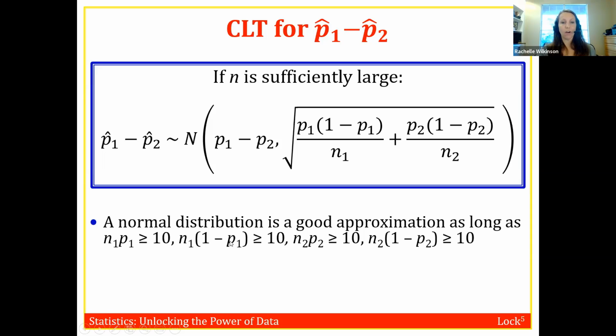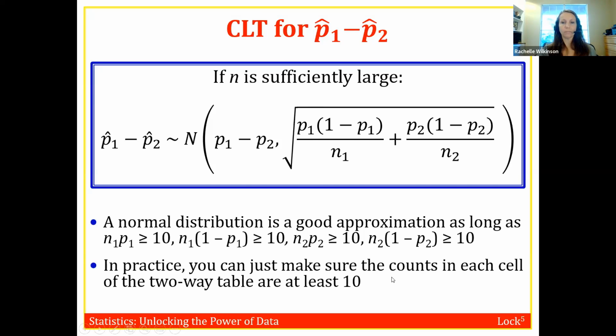And again, you notice that all of these things involve P1 and P2, which we don't know. So when we actually talk about the confidence intervals and hypothesis tests, we'll tell you what to fill in for those values.